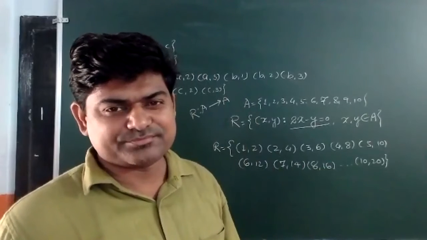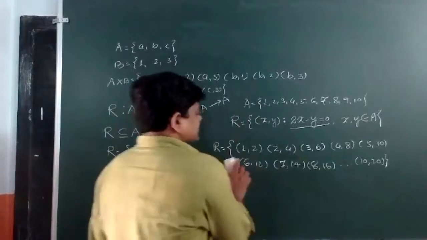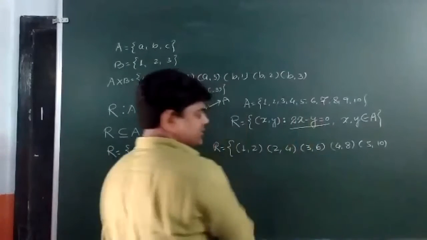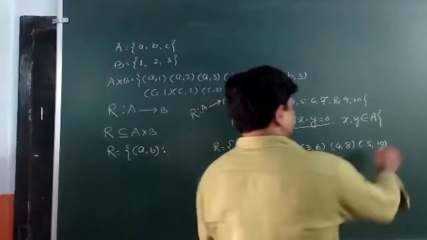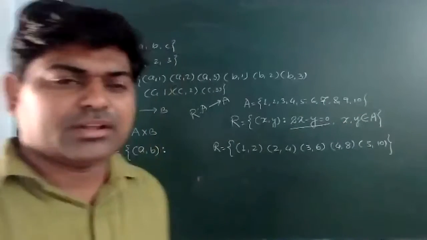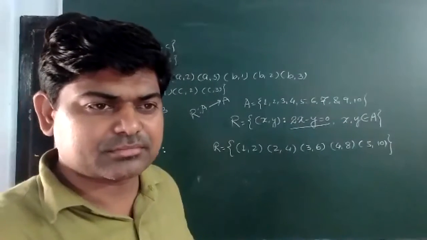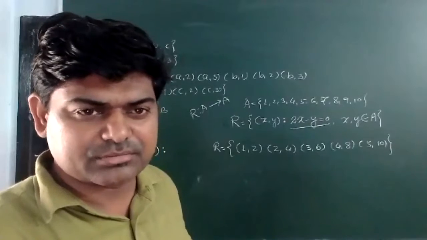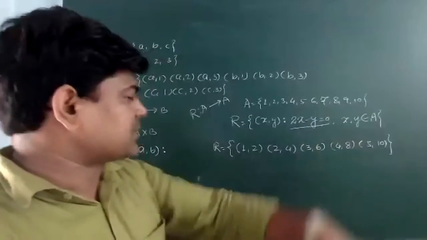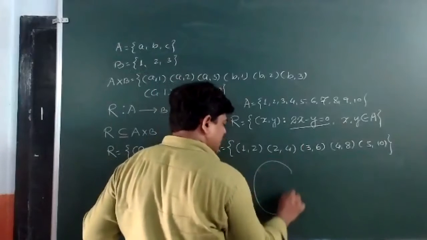Please be careful. When we write the same set's relation in roster form, this is the roster form. This is the representation of a relation. Am I correct? Is there any problem? Now the same relation can be represented another way, and this is called the arrow diagram.